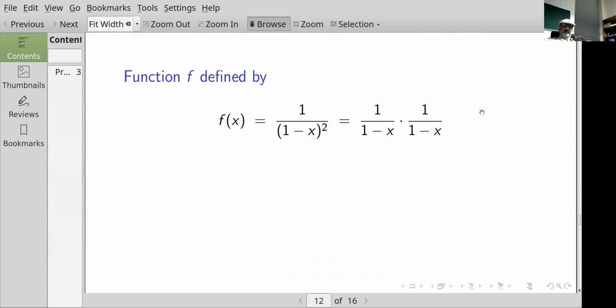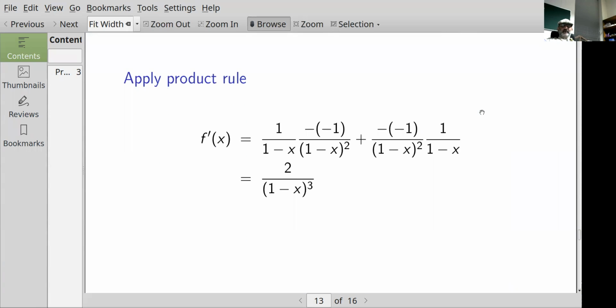If you had a function f of x equals 1 over (1 minus x) squared, you can think of that as 1 over (1 minus x) times 1 over (1 minus x). So the derivative would be 1 over (1 minus x) times the derivative of 1 over (1 minus x), plus the derivative of 1 over (1 minus x) times 1 over (1 minus x), which would be twice 1 over (1 minus x) times the derivative of 1 over (1 minus x). And if we do that, we get 2 over (1 minus x) cubed.